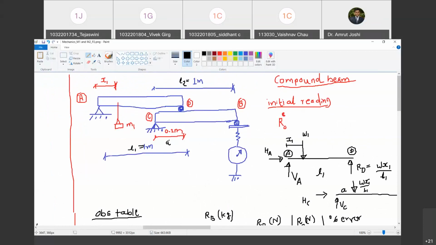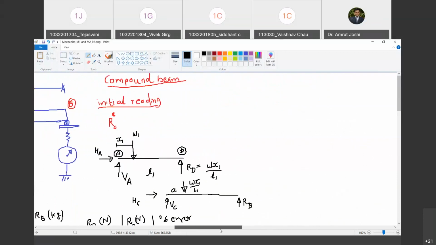Are you with me? Yes, sir. So this A is 0.2 in this case. We will substitute those values later. But now this is the free body diagram of beam CB and this is the free body diagram of beam AD. Are you with me? Yes, sir.